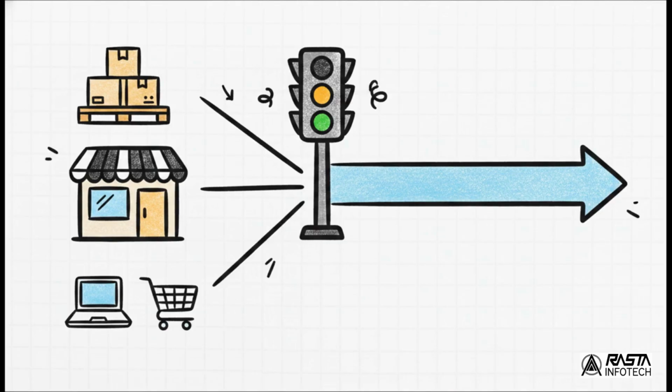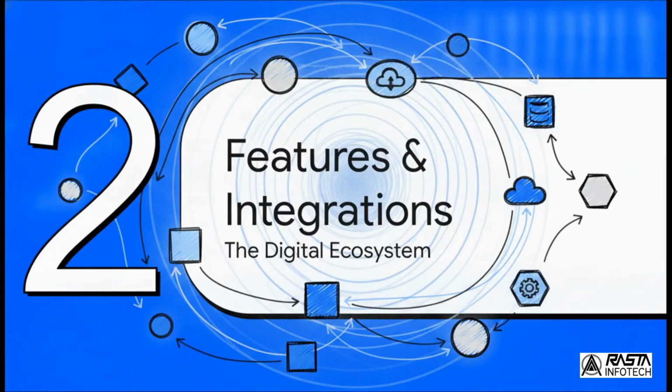Think of it like a highly intelligent traffic controller. It inherently understands that a bulk wholesale pallet needs entirely different logistical routing and credit checks than a single direct-to-consumer shoebox, and it automatically diverts them to the right lanes. It makes sure your left hand always knows exactly what your right hand is doing. Moving right along to Section 2, Key Features and Integrations.